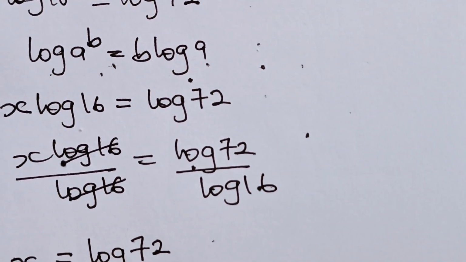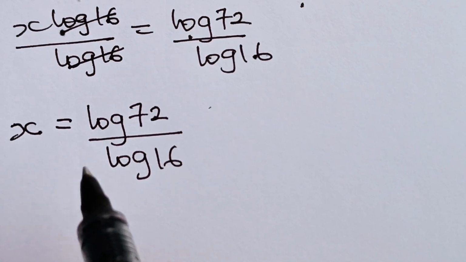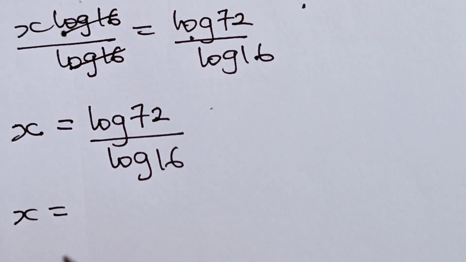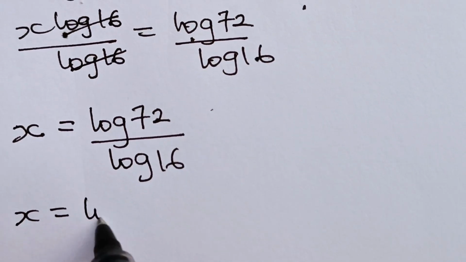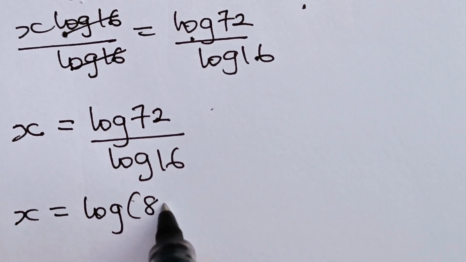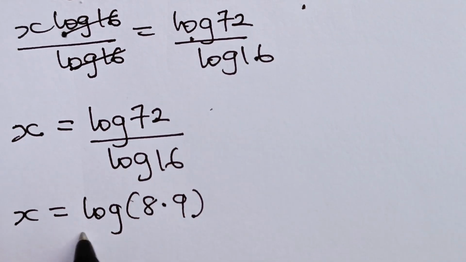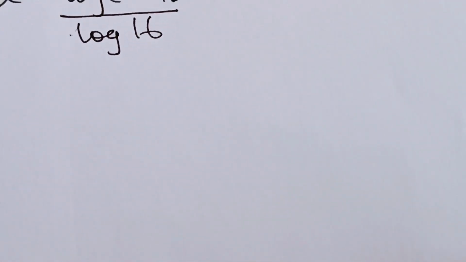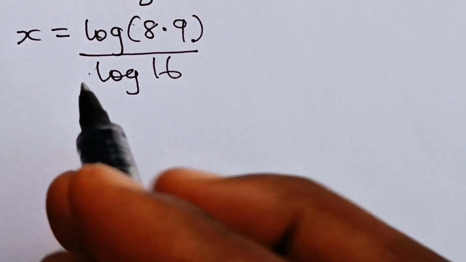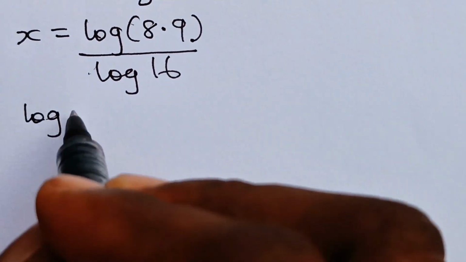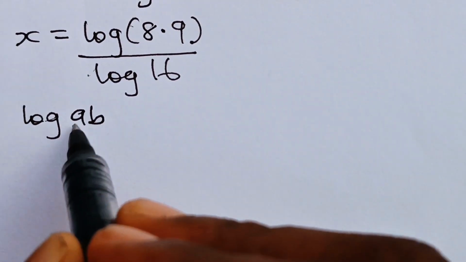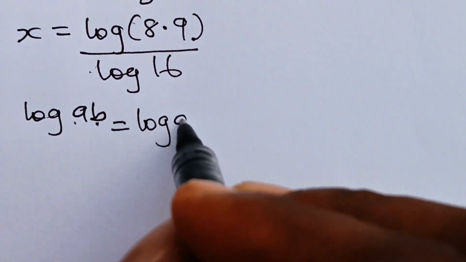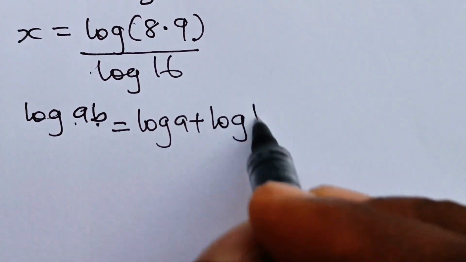Now we can express log 72 as what? 72 is the same thing as 8 multiplied by 9. So we can write this as log 8 multiplied by 9 divided by log 16. When you have log of a multiplied by b, this is the same thing as log a plus log b.